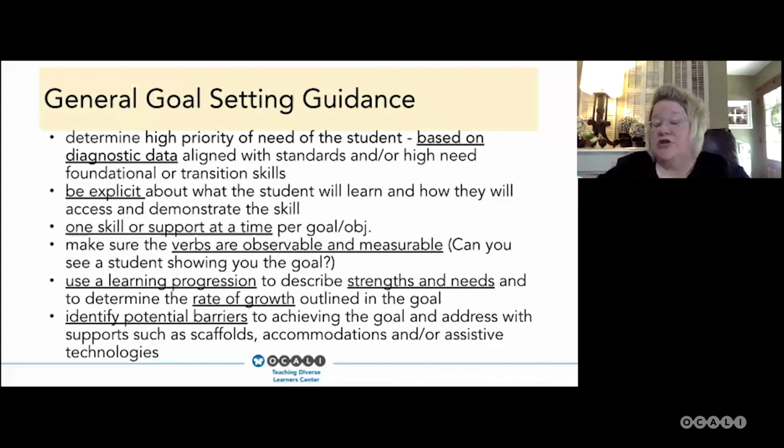We don't want to target objectives in skills that the students have already demonstrated. That would not be a good use of our time or the students' time. So we want to pinpoint the objectives that are still needed to get to that end result, and that requires some data. The data will also help us understand the rate of growth that we can outline in the goal.